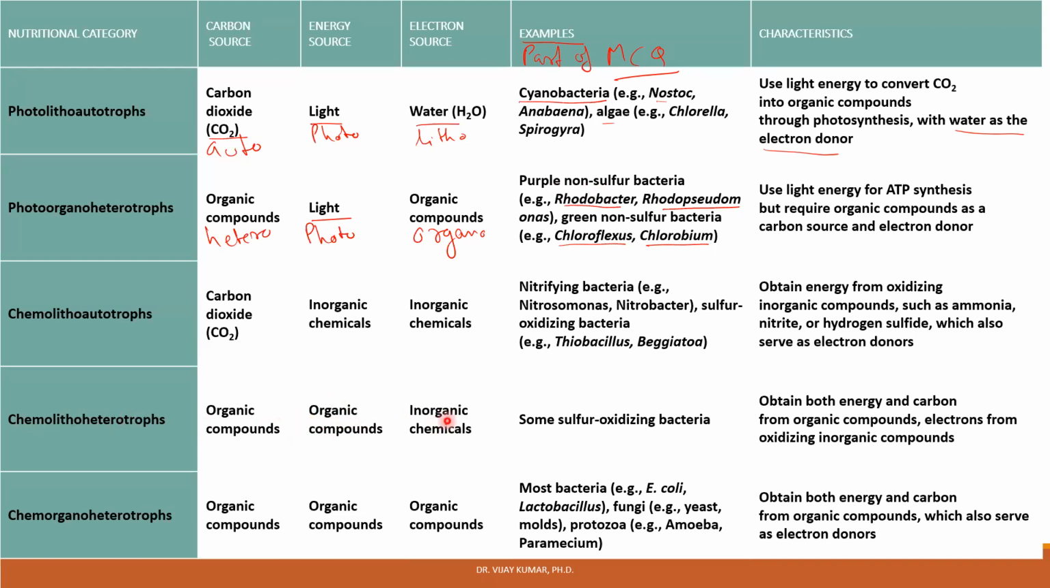Okay, this one is chemolithoheterotroph. Then we have most of the pathogenic bacteria, that is E. coli, Lactobacillus, then yeast, mold, protozoa, amoeba, paramecium, they are the chemoorganoheterotrophs. Okay, so please remember the examples. These are very important, and in many competitive exams, this one is asked.